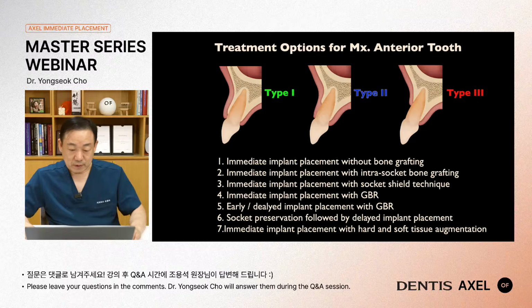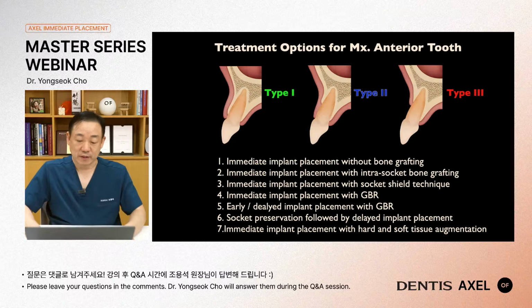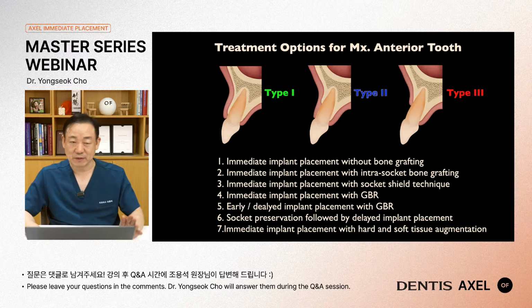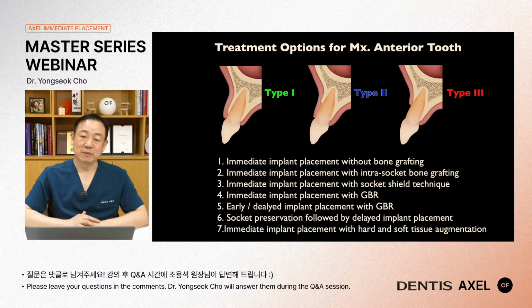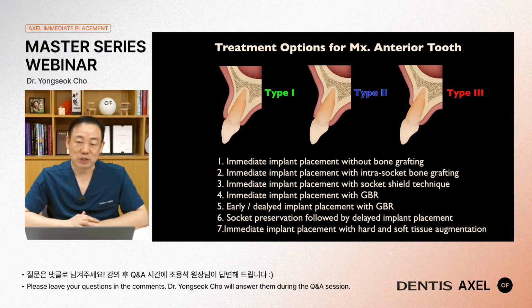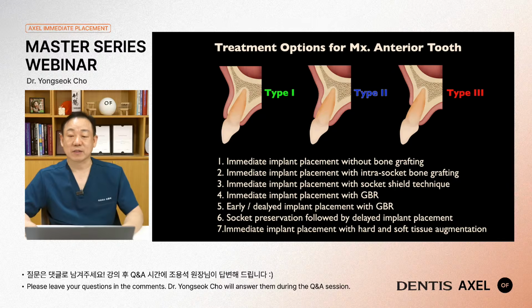Here, depending on extraction socket type, there are seven kinds of treatment options. Number 1, immediate implant placement without bone grafting. Number 2, immediate implant placement with the intra-socket bone grafting. Number 3, immediate implant placement with a socket shield technique. 4, immediate implant placement with GBR. 5, early or delayed implant placement with GBR. Number 6, socket preservation followed by delayed implant placement. Last, immediate implant placement with hard and soft tissue augmentation.